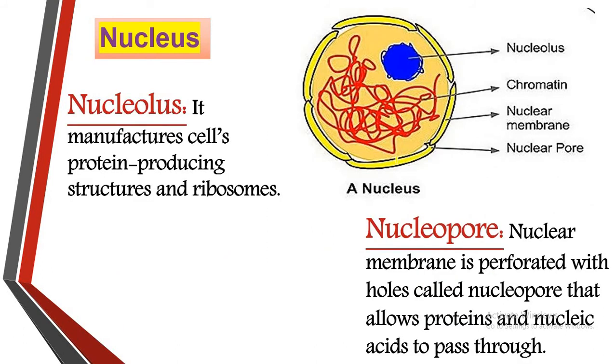We said that it has many parts. There is the nuclear membrane, which is perforated and has nuclear pores. These nuclear pores allow proteins and nucleic acid to pass through.